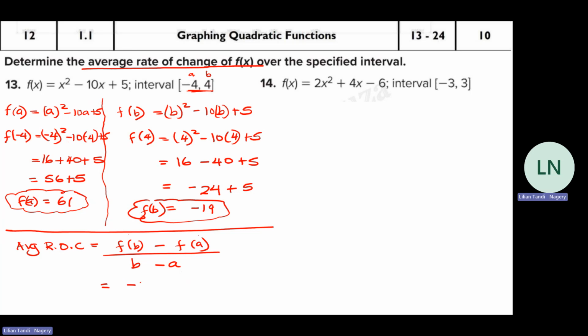So f of b is negative 19 minus 61 over 4 minus negative 4. That should give you negative 80 over 8, and that should give you negative 10. And this is your answer. Okay, I'll change the color.